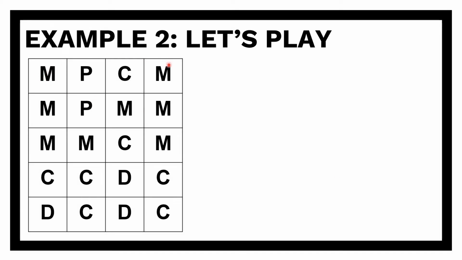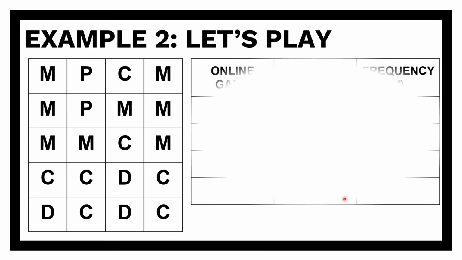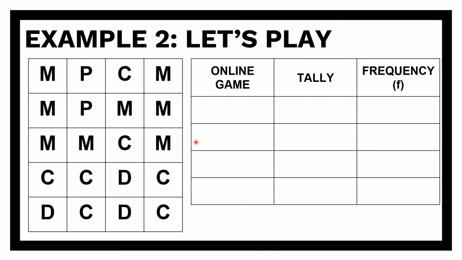Okay, so here are the responses of the 20 students. Let us now have a frequency distribution table for this. So the first column, once again, is for the variable or the category. So I am going to write here the online game. And then the second for the tally and the third for the frequency. So I have to write C, D, M, and P. C is for Call of Duty, D is for Dota, M for Mobile Legend, and P for PUBG.